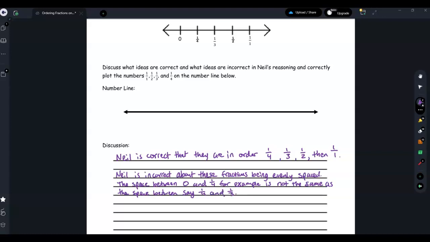Just as an example of these fractions not being evenly spaced, I just mentioned that the space between 0 and 1/4 is not going to be the same as the space between 1/4 and 1/3. That's just one example. I could have used several other examples, but that spacing really should not be the same. All right, so how do I actually do this?